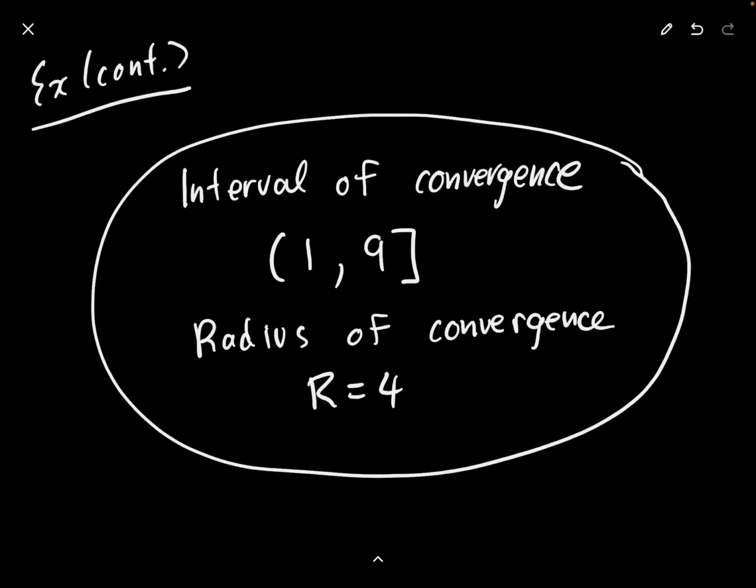So the interval of convergence is from 1 to 9. We checked the endpoints. It was divergent at x is equal to 1, so we don't include that endpoint. Here I wrote a soft bracket. Some people might write a backwards hard bracket. It's up to you. And at x is equal to 9, it was convergent, so I'm including that endpoint.